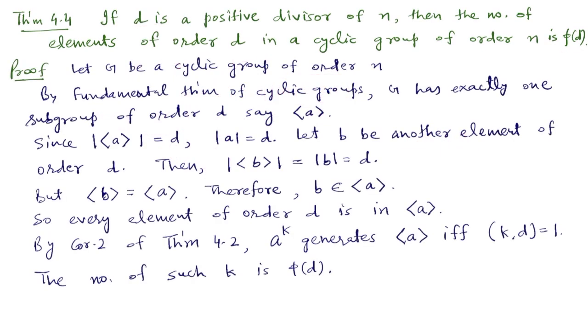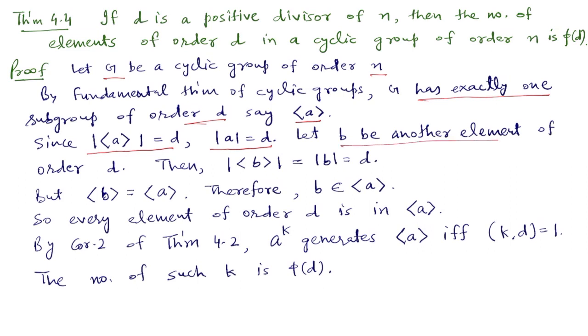To prove the theorem, let us consider a cyclic group G of order n. By the fundamental theorem of cyclic groups, G has exactly one subgroup of order D, and let us call it the cyclic group generated by a. Now since the order of this cyclic group is D, the order of the generator a is also D.